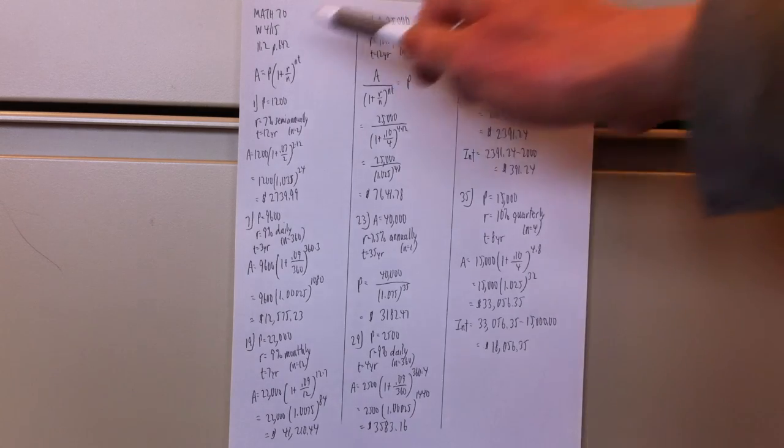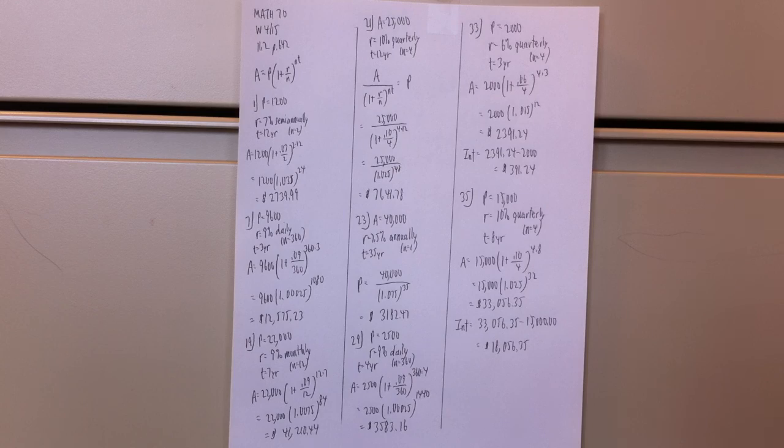All right, so this is Math 70, Wednesday, April the 15th, section 11.2, page 642 on compound interest.